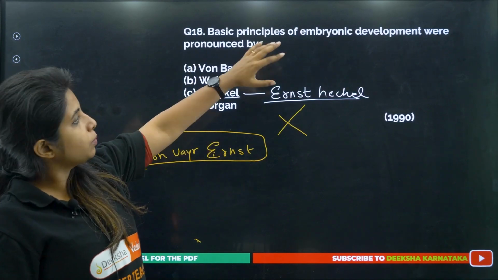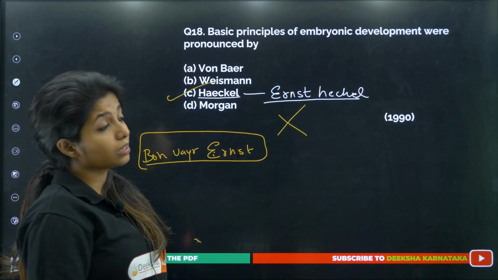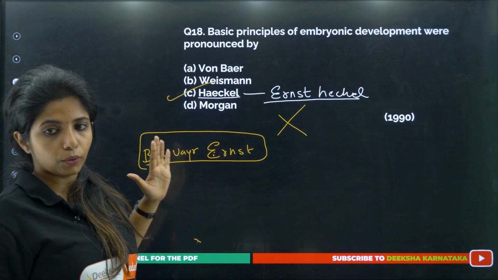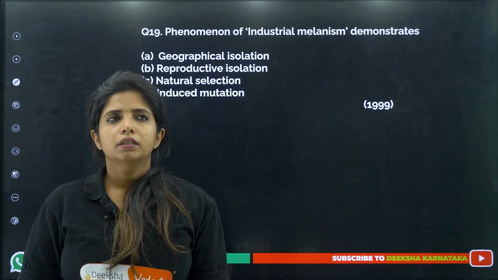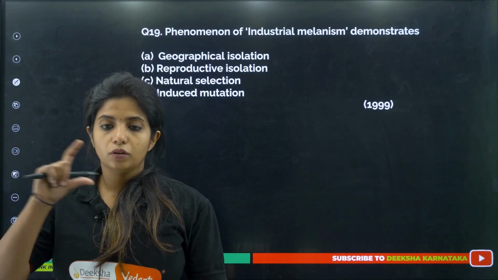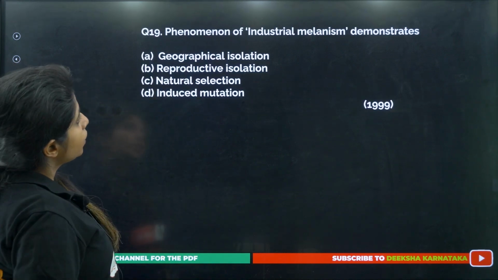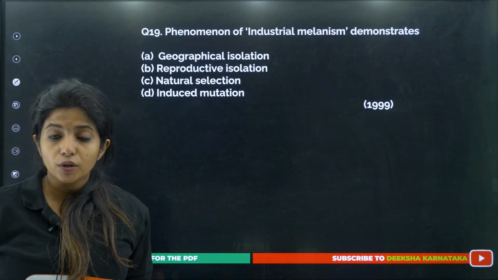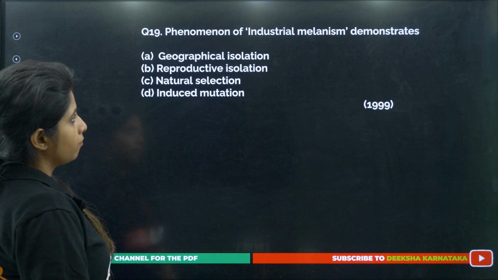Okay. So over here, the principle of embryonic development was given by Ernst Haeckel. No doubt regarding that. This becomes the correct answer. But there was one more Ernst who said this was wrong. And the question has also come. I think I have discussed this in the normal conceptual videos. Now, the phenomenon of industrial melanism demonstrates what, children?